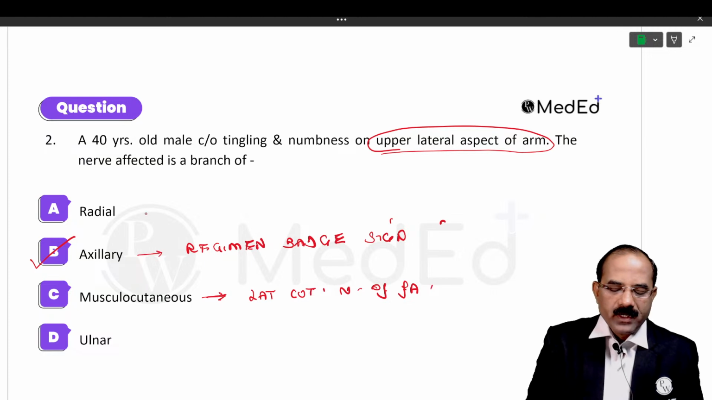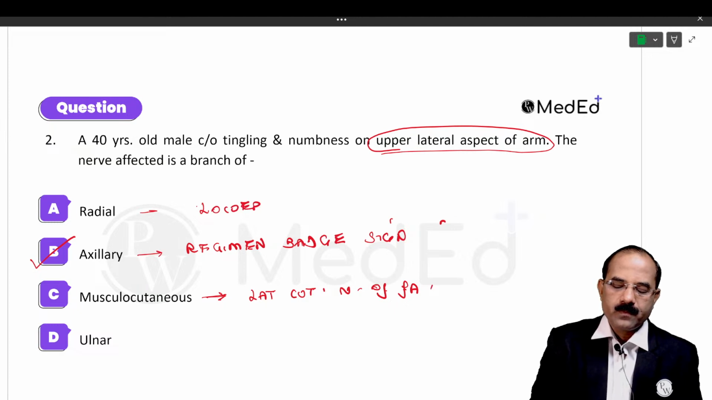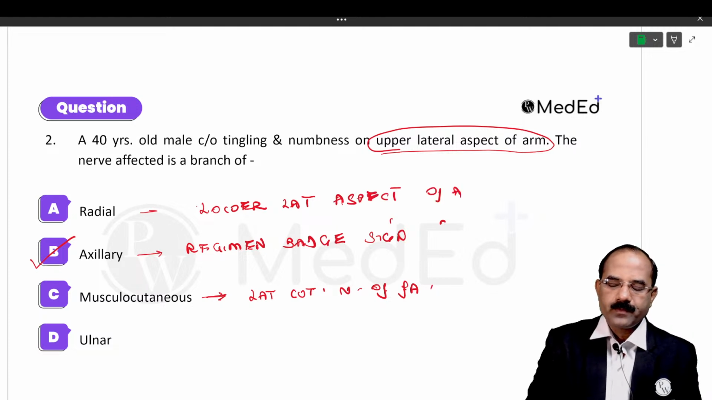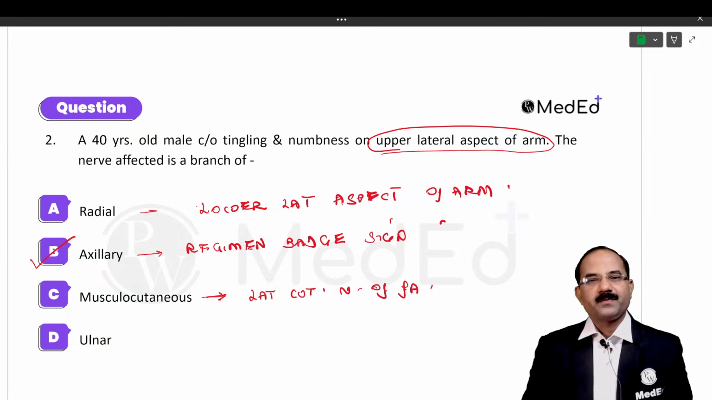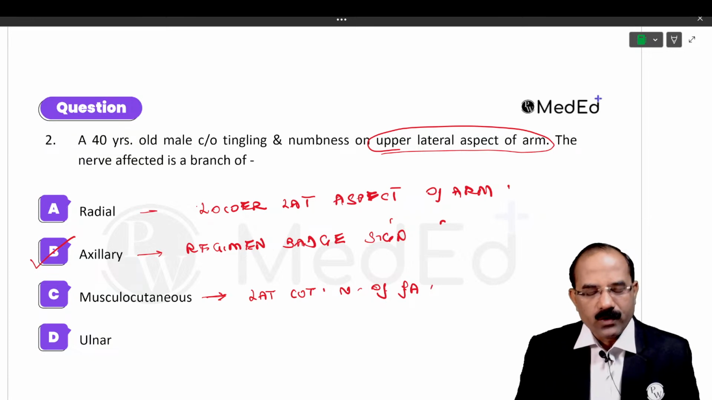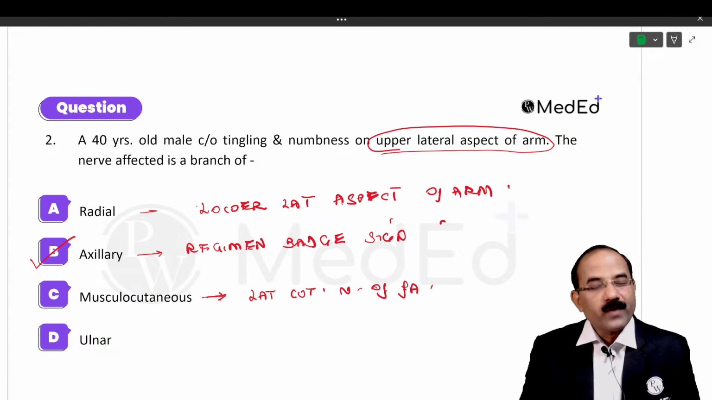Fine. The radial nerve supplies the skin on the lower lateral aspect of the arm. Lower lateral aspect of the arm is supplied by the radial nerve. This is clear, students, to all of you. Let's go on, can you tell me the root value of the radial nerve?